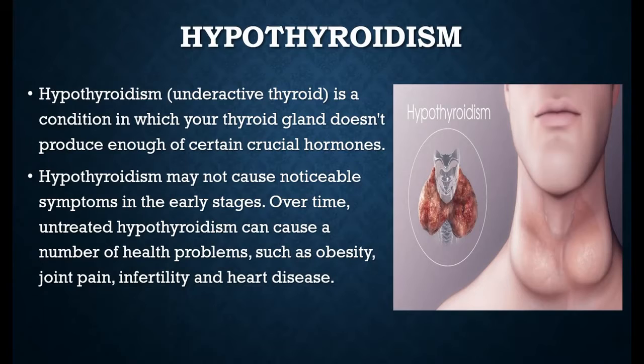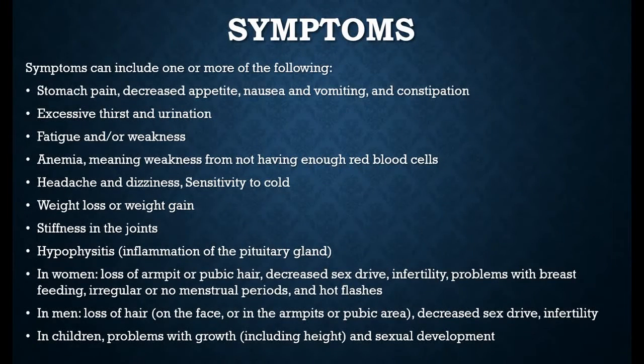The common symptoms for all of hypopituitarism are pain in the stomach, decreased appetite, nausea, vomiting or constipation. You may feel excessive thirst, and along with that you may pass excess urine. You may have fatigue along with weakness. You may have anemia, headache, dizziness, and sensitivity to cold. You may have weight loss in hyperactivity of the thyroid or weight gain in hypoactivity of the thyroid.